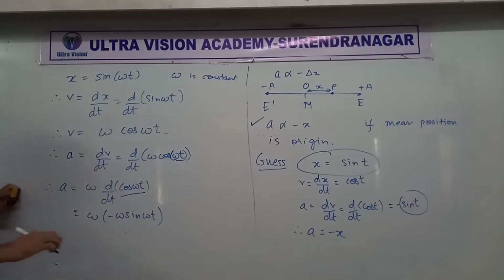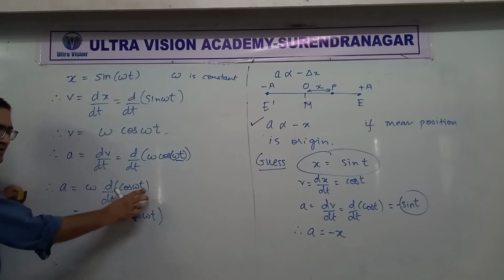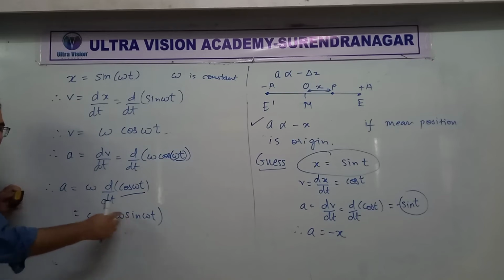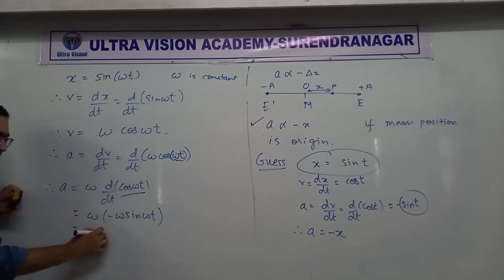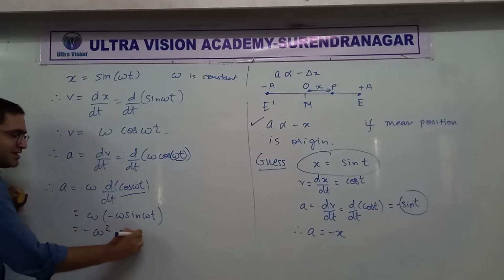Same rules as we learned earlier. First of all, differentiation of cos will be sine, but here t is multiplied with omega, which is a constant, so multiply omega outside. And then the differentiation of cos is minus it. So finally, this is minus omega squared sine omega t.